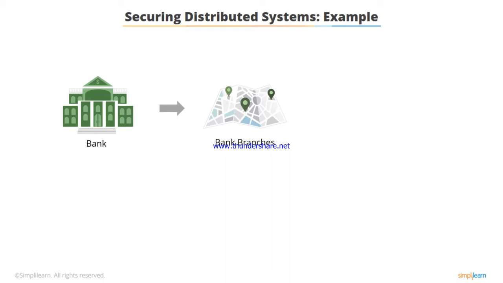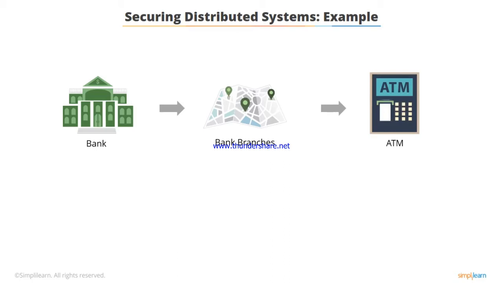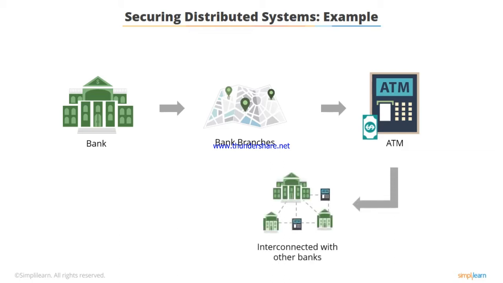Taking this a step further, banks eventually started using ATMs to allow customers to withdraw money without visiting a branch location. As you might imagine, even more security controls became necessary to protect the bank. Next, banks became interconnected with the other banks, which allowed customers from one bank to use the ATMs of a different bank.